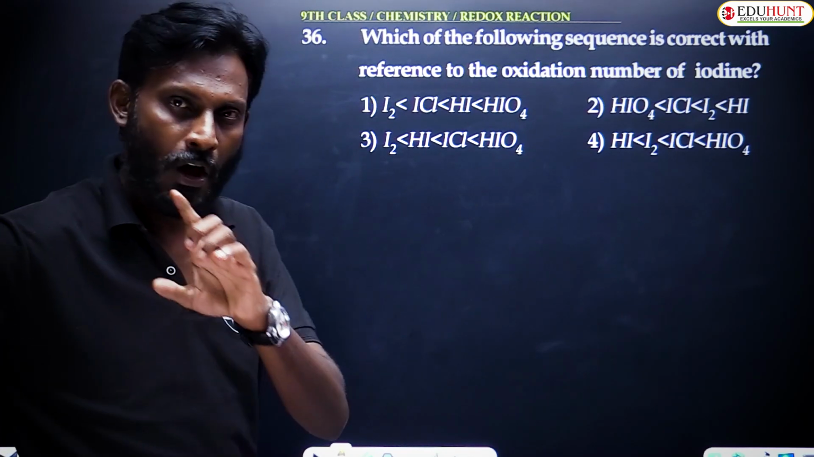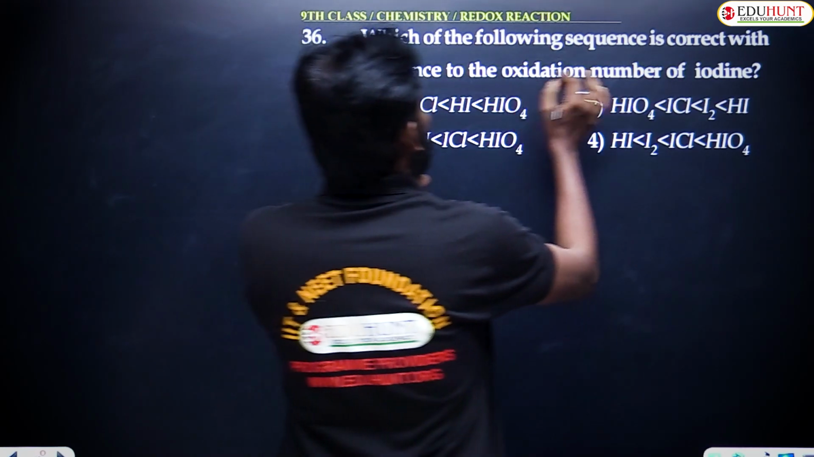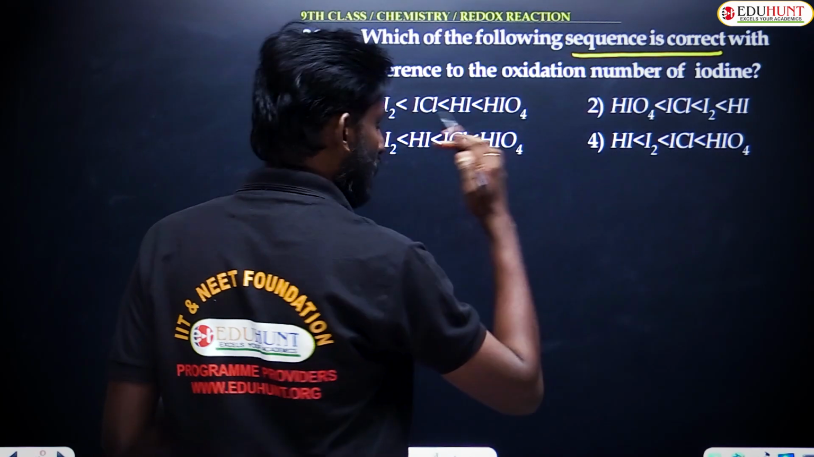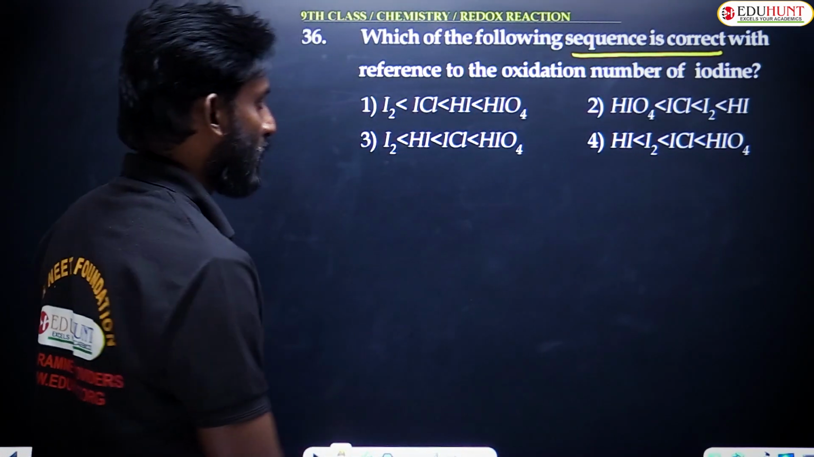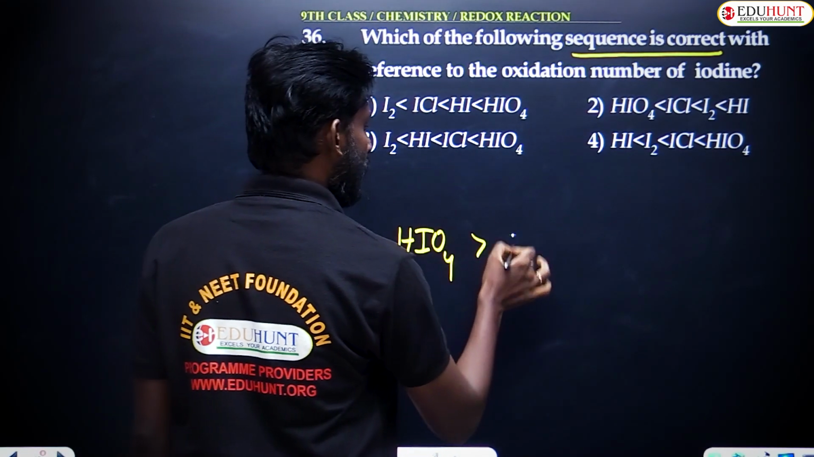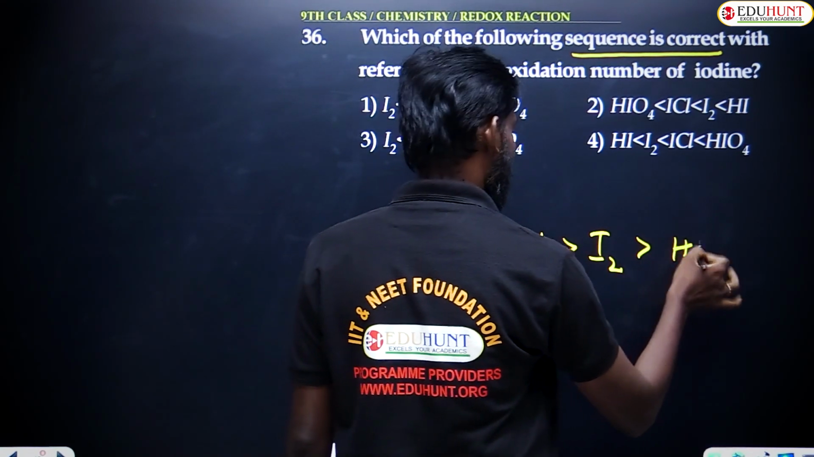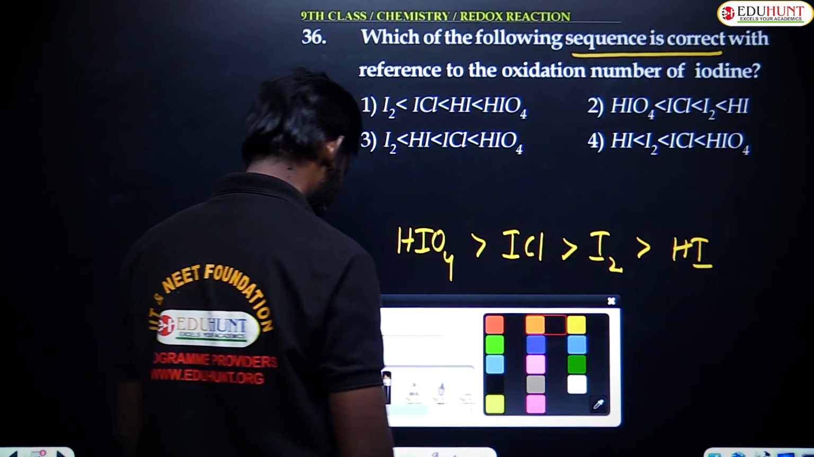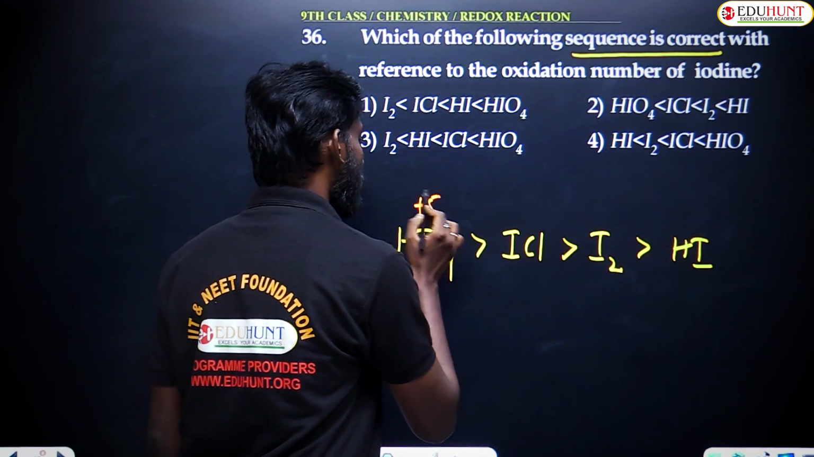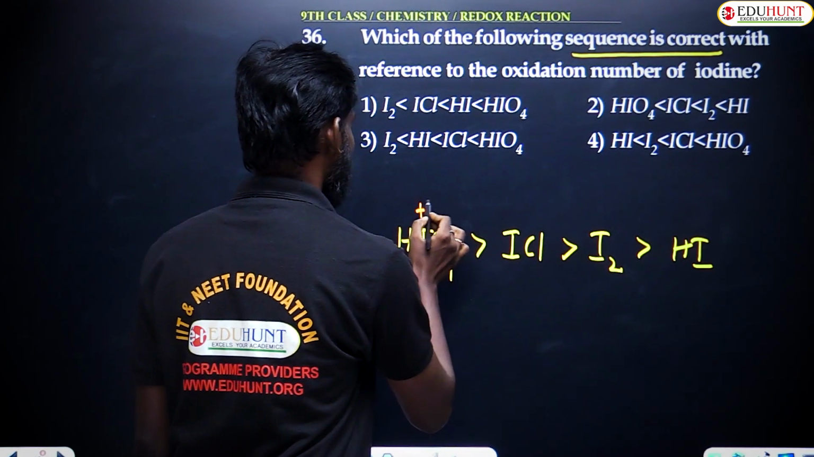In all the options, the central atom is iodine only, and we need to find out the correct sequence. Let me check. My eyes went to the 4th option: HIO4 greater than ICl greater than I2 greater than HI. I think this is our answer, because in HIO4, iodine is in +5 state, no, +7 state, right? Iodine is in +7 state.